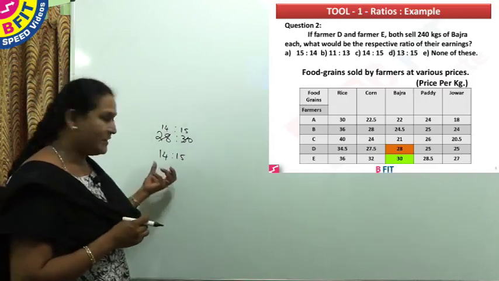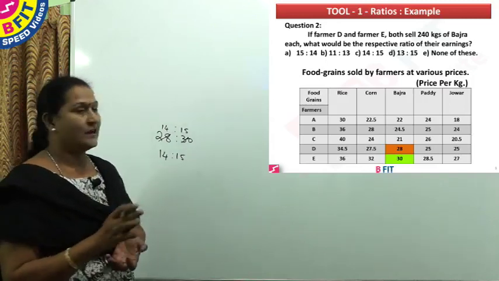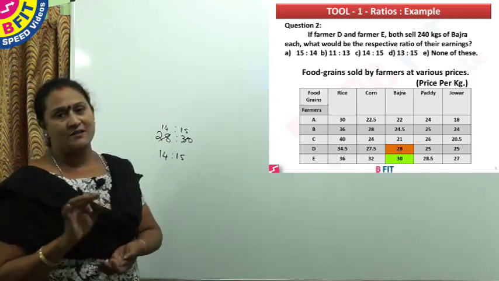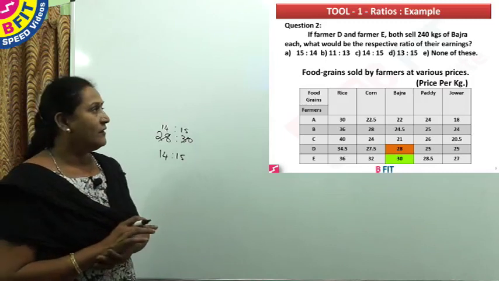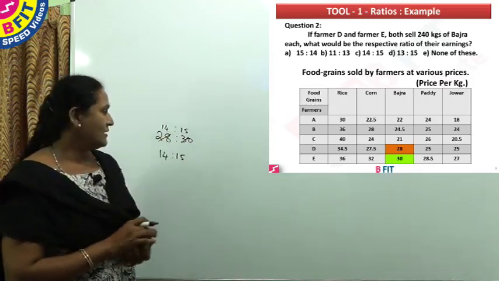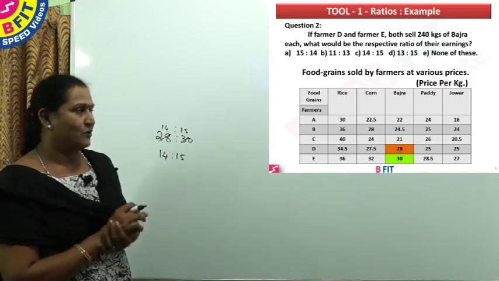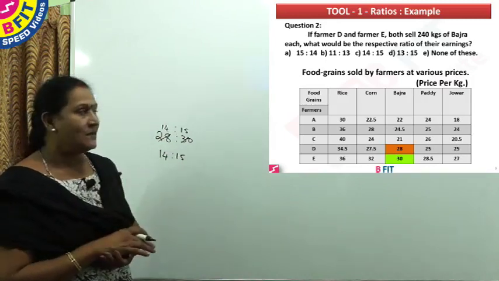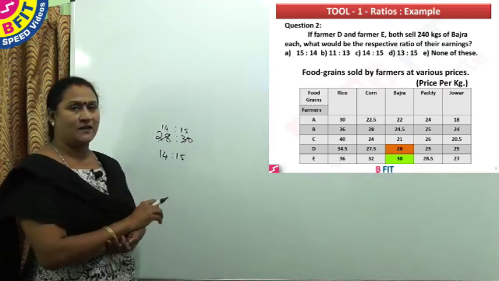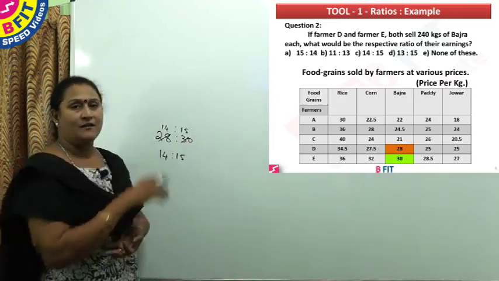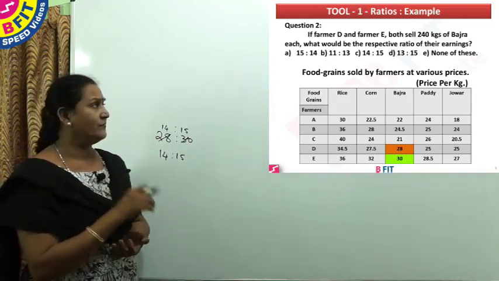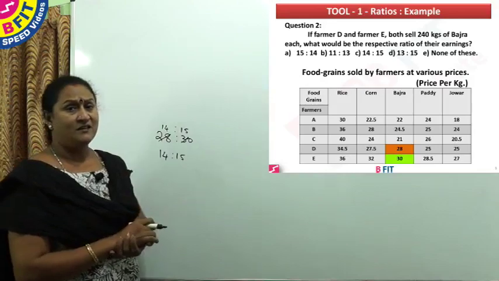As this cannot be simplified further, we get the ratio as 14 is to 15 and the answer is option C. Please note here, whenever you see common terms in both the parts, no need to consider that. Just simplify with the other values. Here, as the quantity is the same, just omit that and simplify the cost per kg itself, and the answer got is 14 is to 15, option C. So now we will see the next topic.